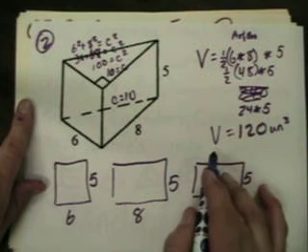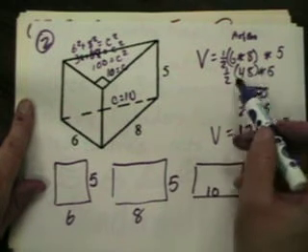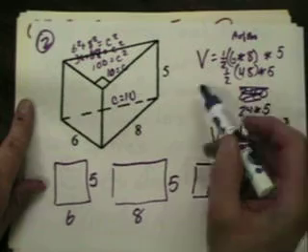This doesn't do the bases. We'll get that in a moment. We already know the area of the bases. It's half of 48. That's that right there.